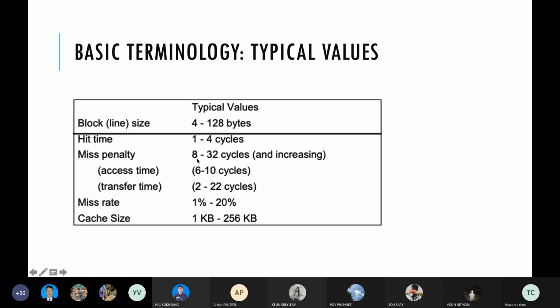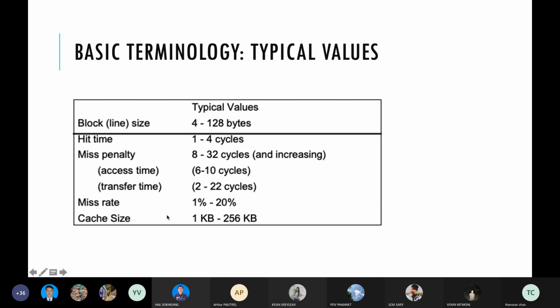Why does the miss penalty take up to 32 clock cycles? Because you can see miss penalty has 2 sections. One is the access time, 6 to 10 cycles. And then the transfer time between RAM to cache and cache to CPU takes another 2 to 22 cycles. That's why the maximum can be up to 32 and still increasing. So you see the difference between hit time and miss penalty. Hit time takes at most 4 clock cycles, but a miss penalty can be up to 32. So it is about 8 to 10 times different.